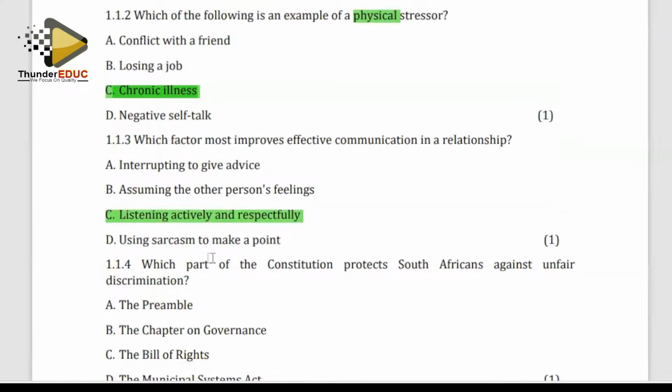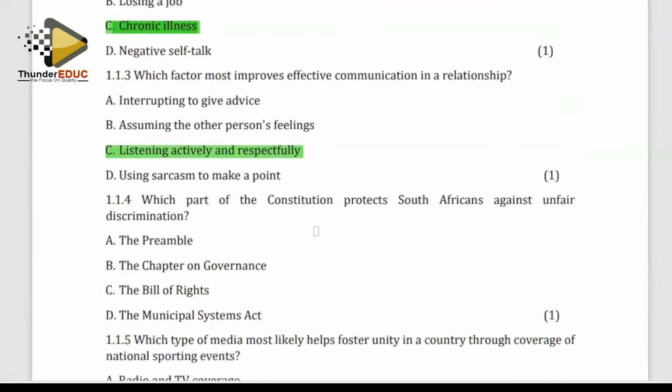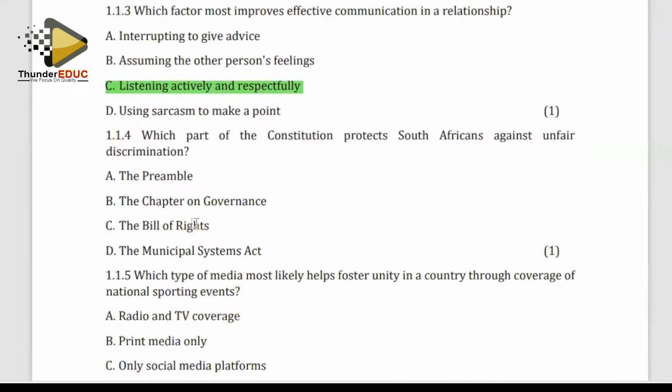1.1.4, which part of the Constitution protects South Africans against unfair discrimination? All forms of discrimination are covered in the part of the Constitution which is known as the Bill of Rights. The Bill of Rights protects all South Africans against unfair discrimination, whether it's based on gender grounds, religious grounds, or even cultural grounds. Everything is catered for by the Bill of Rights.